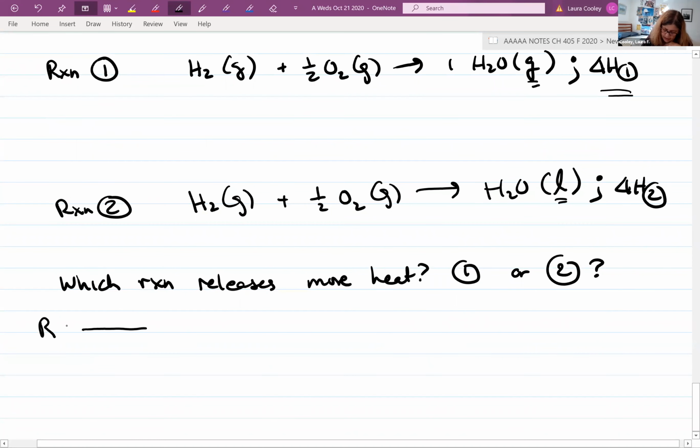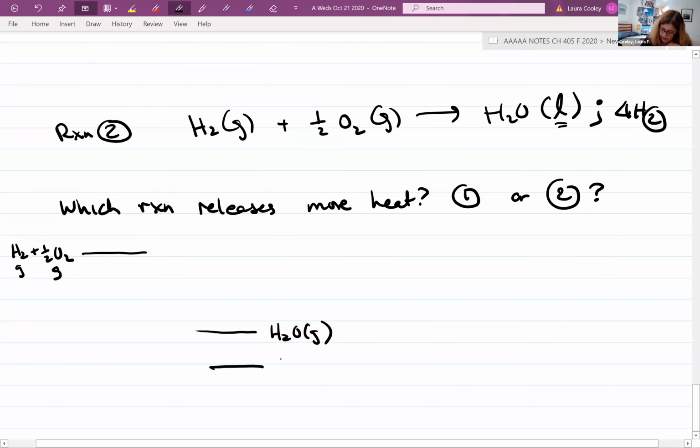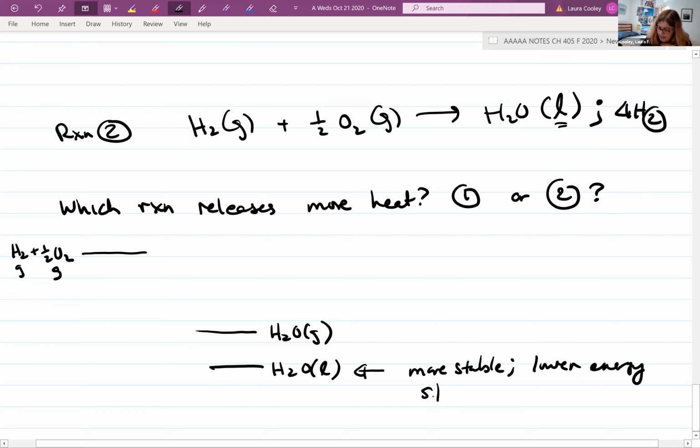So that means that when you're going to the liquid, let's draw the picture here. We have reactants here, and let me just write this as H2 plus 1/2 O2. These are both gas. And now I end up with H2O gas or H2O liquid. I've sort of exaggerated the difference here, but that's all right. Because the liquid is more stable, lower energy, right? Remember, it has all those stabilizing hydrogen bonds. It has a lower energy.